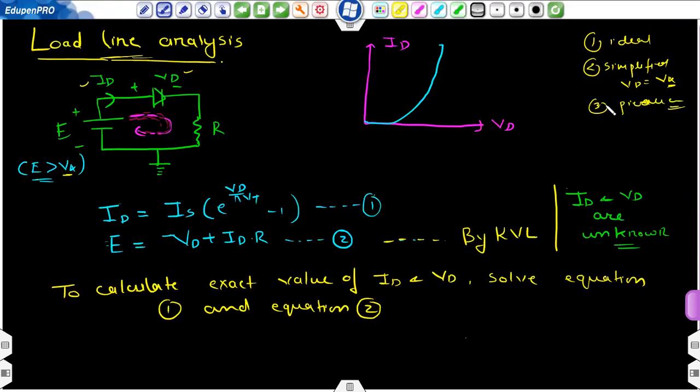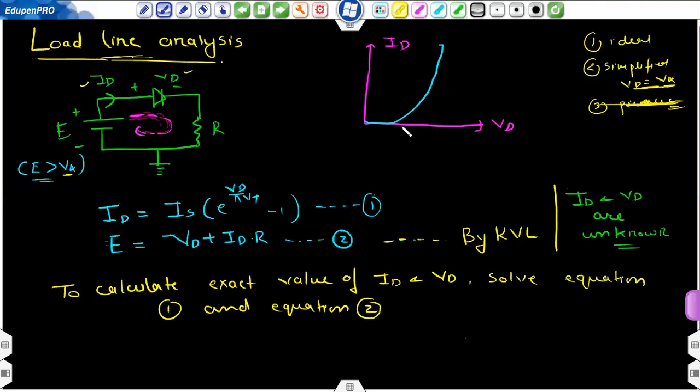Okay, so in both the models, we are fixing that Vd will always be equal to Vk. But this is not the actual case. This is the original equation, ID versus Vd. This is Vd versus ID. So for different values of Vd, you have different values of ID.